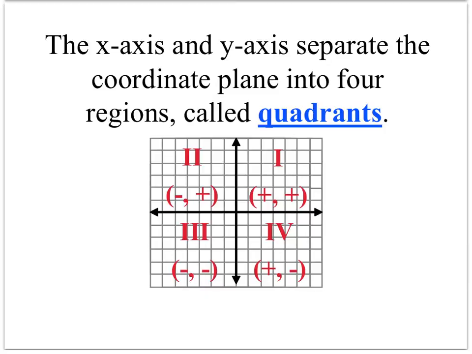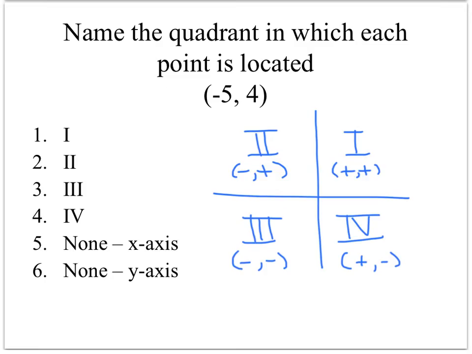And your fourth quadrant is where your x coordinate is a positive number and your y coordinate is a negative number. The next slides will give you some practice on knowing what quadrant a certain ordered pair or point falls in. Our first example: name the quadrant in which each point is located.